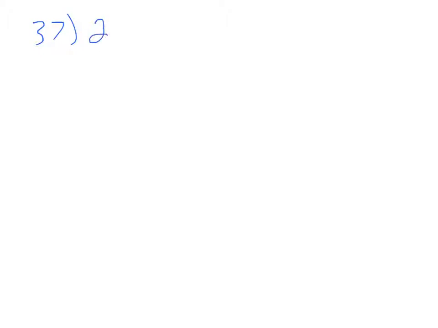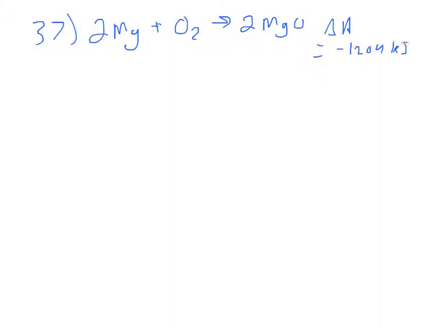Okay, so now we're looking at number 37. 37 deals with 2 Mg + O2 yields 2 MgO. Okay, that's going to be our equation, and it tells us our delta H equals negative 1204 kilojoules. That's going to be key here because we can use this number as a proportion. That's really kilojoules per mole, which makes it convenient to put into a picket fence.